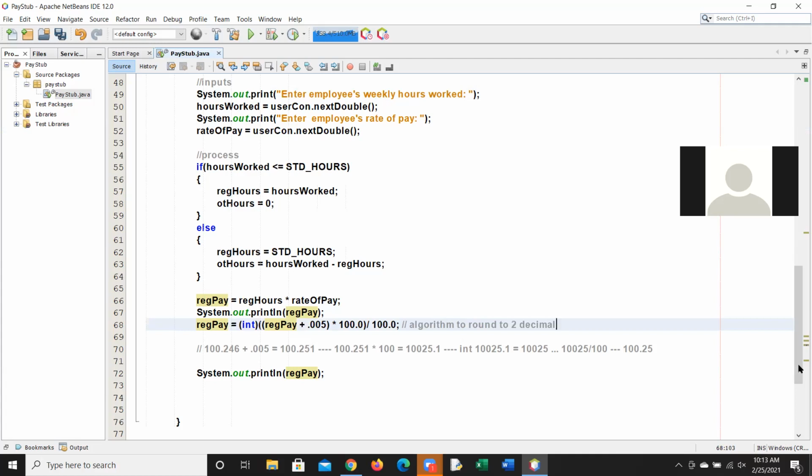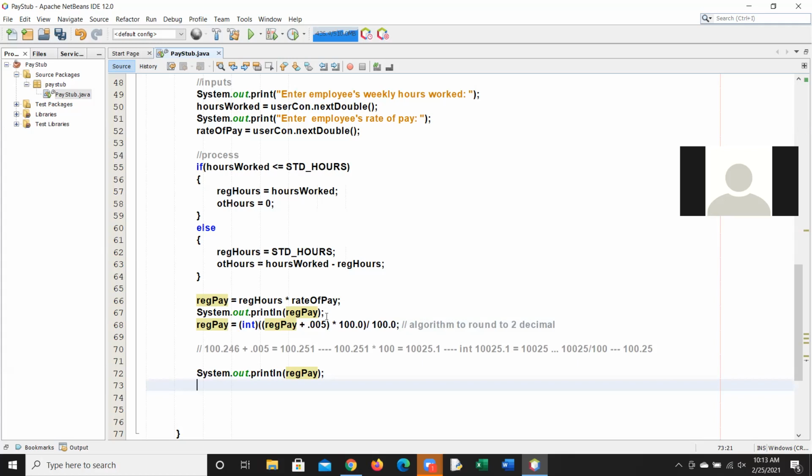And I could take the same algorithm and round to 1 decimal place. Just move my 5 over 1. These would each become 10, and then it would round to 1 decimal place. I could round it to no decimal place, well, then I just use an integer. Or I could do thousands. I could increase this with another 0, 1,000, 1,000. Then I'm rounding to thousands. All right, so I got that.